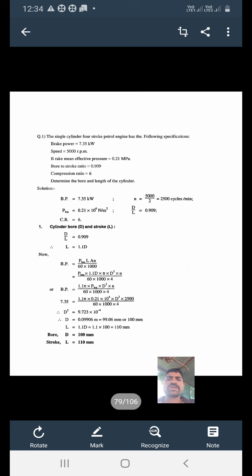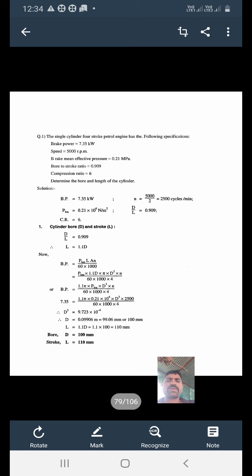Compression ratio, it is denoted by the CR, this is given 6. Determine the bore and length of the cylinder. We want to calculate the value of the bore diameter and length of the stroke. How to calculate both values? First see the given data. First we know D by L ratio is given 0.909. Then L is equal to, we will get the one relation, 1.1 D.